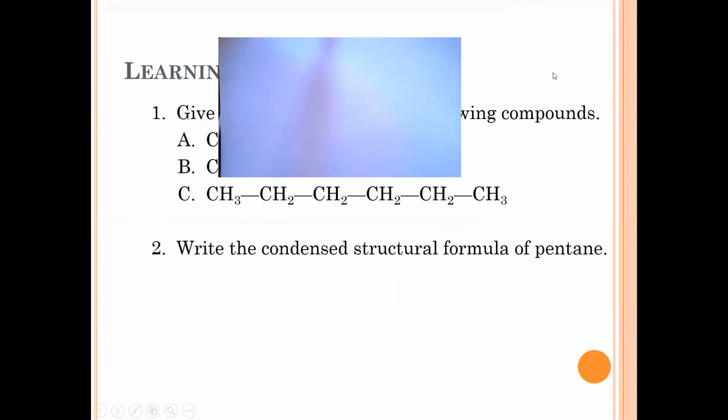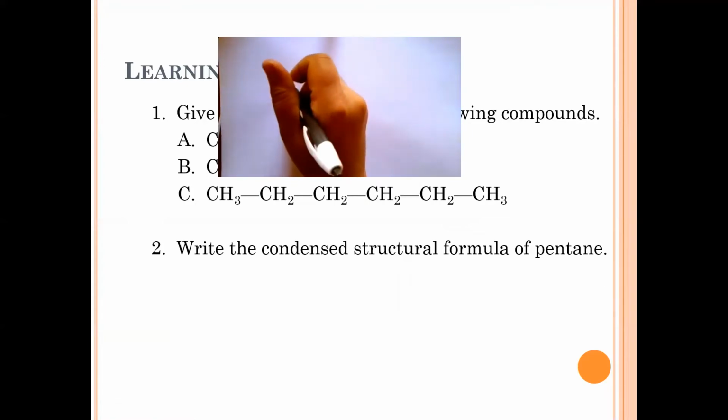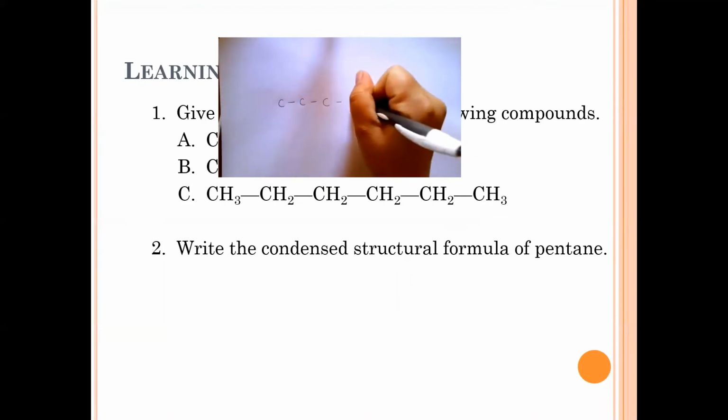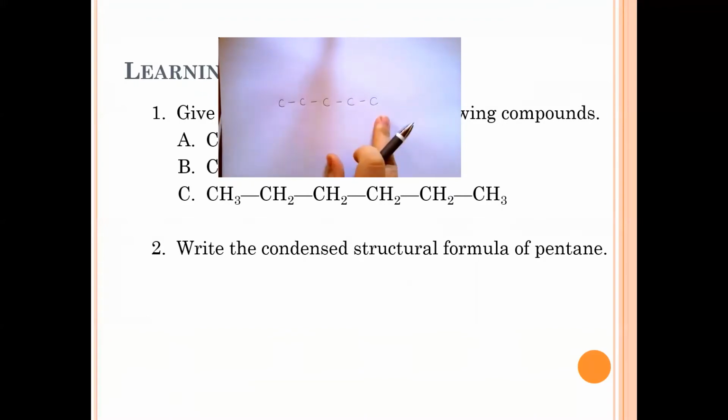The first thing you're going to do is make sure you draw the carbon structures. So we're going to just make a list and draw out the 5, because pentane means 5 carbons and the ane means they're singly bonded together. So we're going to do 1, 2, 3, 4, 5. There's our carbon backbone for pentane.